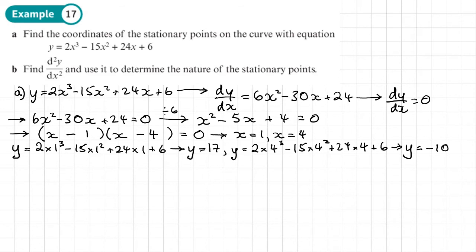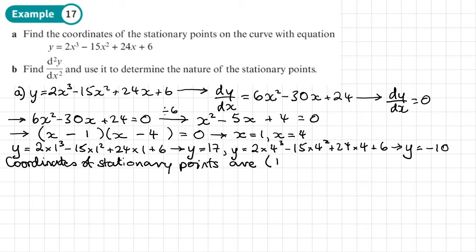Okay, so the coordinates of the stationary points are (1, 17) - with the x value of 1 we've got a y value of 17, so make sure you don't mix them up - and the 4 went with a value of negative 10. So those are our stationary points, (1, 17) and (4, negative 10).